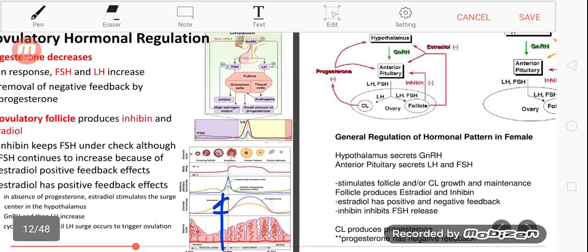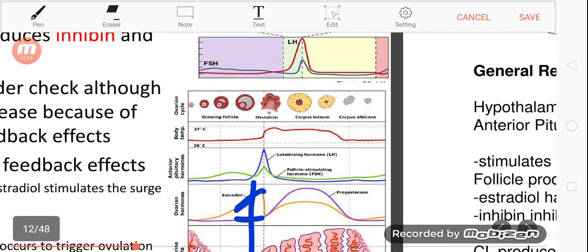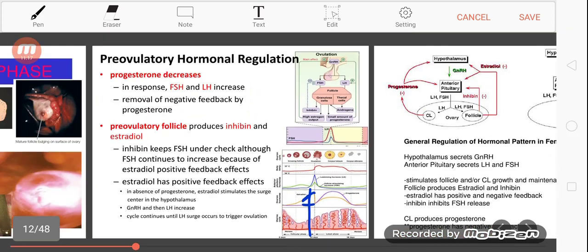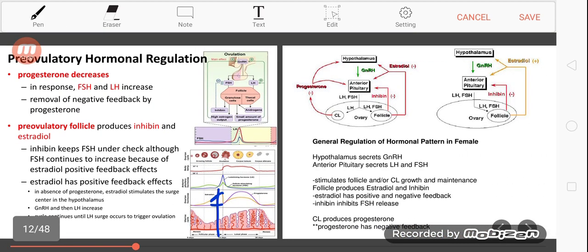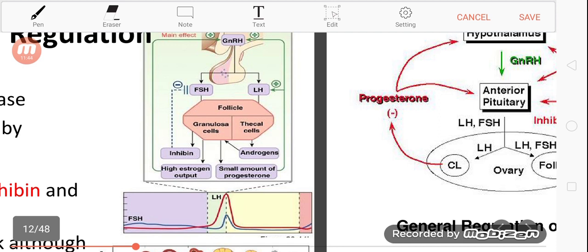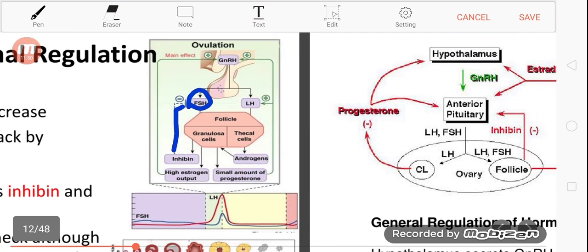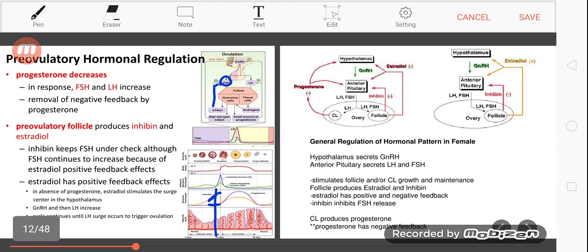So this low will remove the negative feedback, so FSH, LH also increase. And then at the same time, the granulosa cells, the follicle cells, produce inhibin during this pre-ovulatory phase. It will give negative feedback, or check, keeps FSH under check, meaning it will give negative feedback for FSH. This inhibin here gives negative feedback of FSH. That's why FSH secretion is lower than LH.